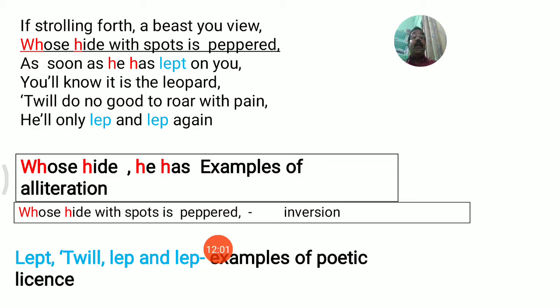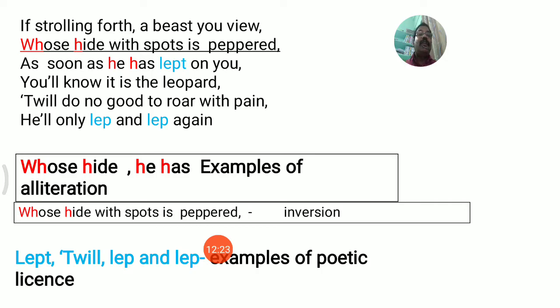And similarly, "whose hide with the spots is peppered" is an example of inversion. It should have been "whose hide is peppered with the spots." "Whose hide with the spots is peppered." So that is, again, an example of inversion. It has to rhyme with the leopard, peppered and leopard, right? So that's why that inversion is used.